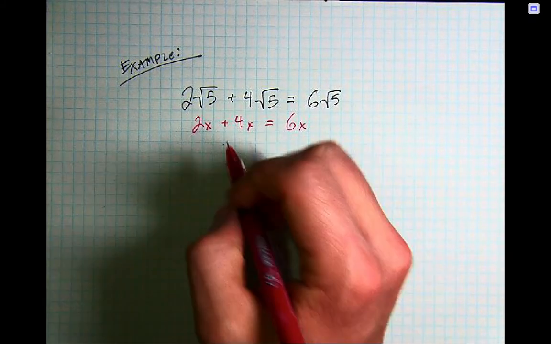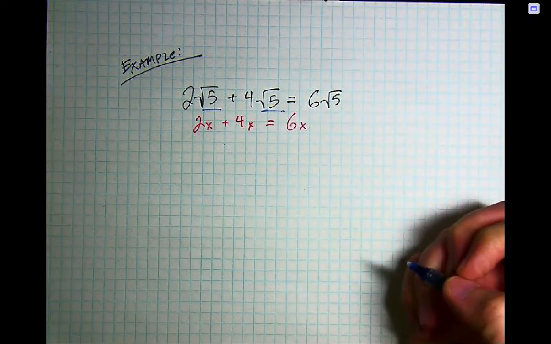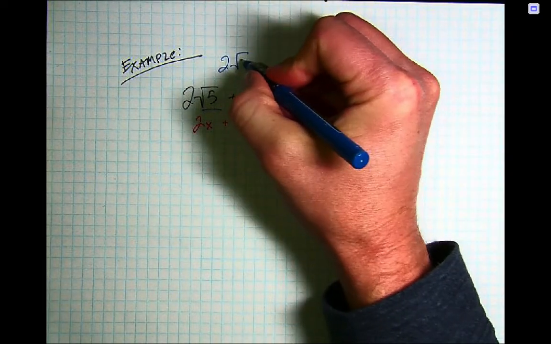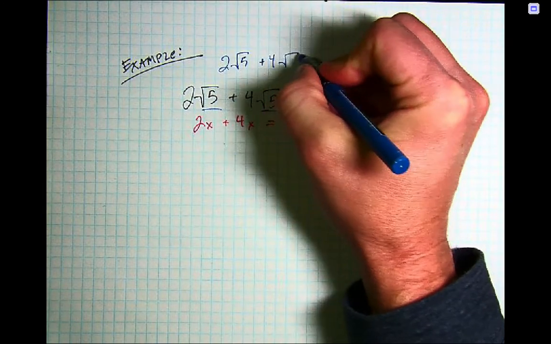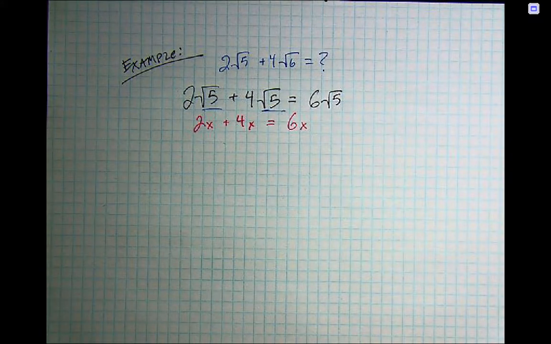Again, it only works on this problem because these match. If this had been 2 radical 5 plus 4 radical 6, you can't do anything with that.